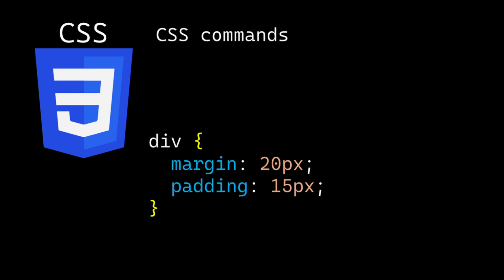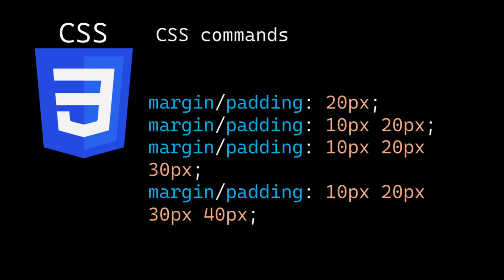Margin and padding. This controls the space outside, margin, and inside, padding, an element. Div margin 20 pixels, padding 15 pixels. So outside there will be 20 pixels of free space, and on the inside, if it's a container or something else, there will be 15 pixels of space.